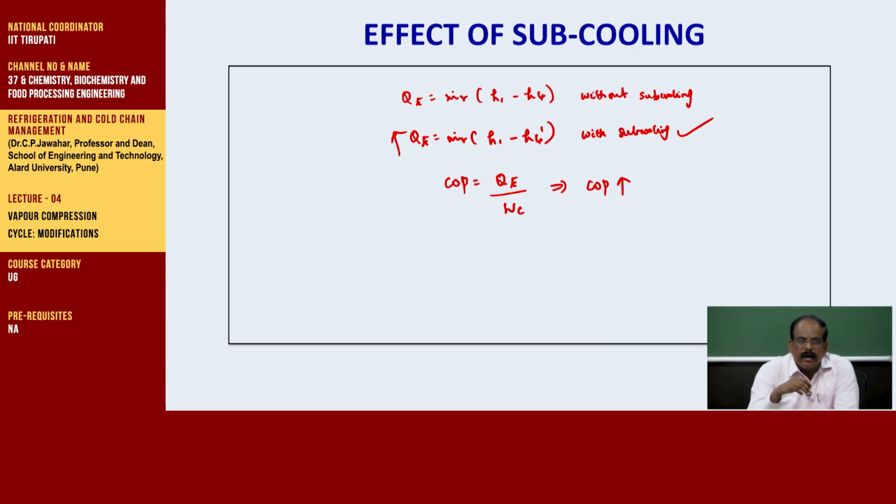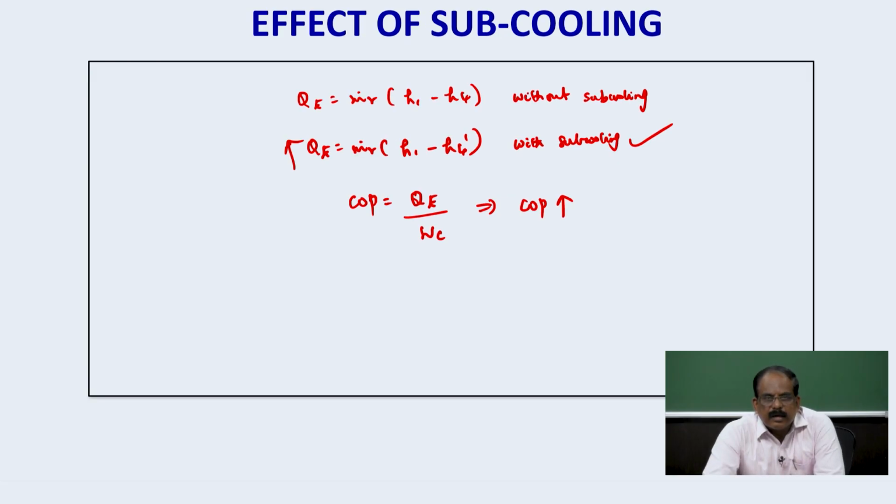So this is the impact of subcooling. Always it is desirable to have some amount of subcooling. Normally the degree of subcooling is taken as 5 degree. Like if the condenser temperature is 45, then the temperature of the liquid refrigerant leaving after subcooling will be in the range like 38 or 40, so that there is a 5 to 7 degree of subcooling.